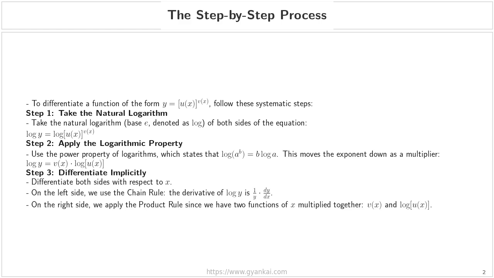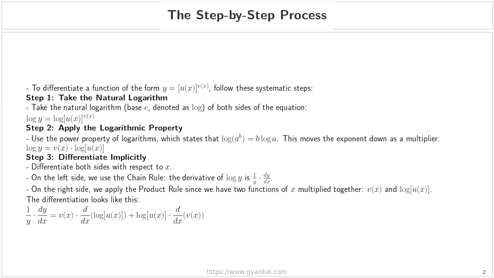Step 3 is where we perform the actual differentiation. We differentiate both sides with respect to x. On the left side, since y is a function of x, we must use the chain rule. Therefore, the derivative of log y is 1 over y times dy over dx. On the right side, we have two functions of x multiplied together, v of x and log of u of x, which means we must apply the product rule. The differentiation is structured as follows.